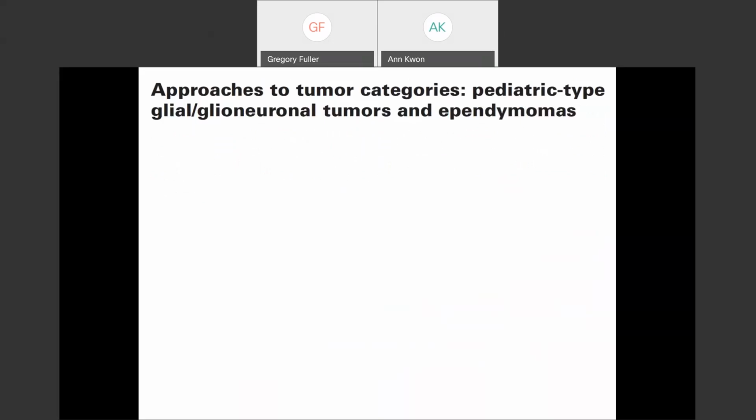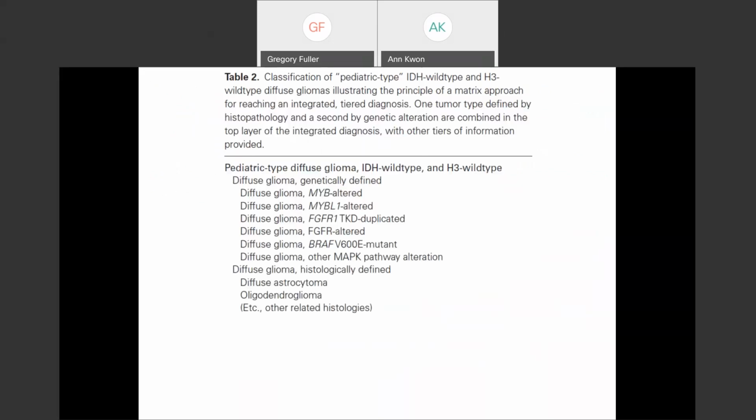All right, approaches to tumor categories: pediatric type glioneuronal tumors and ependymomas. Okay, this is a major area of dispute, controversy, all these different names in the literature, and I'll tell you why. So classification of pediatric IDH wild type and H3 wild type diffuse gliomas, illustrating the principle of a matrix approach for reaching an integrated tiered diagnosis. All right, let's take an example. What does all that mean? It sounds like gobbledygook. Let's just take pediatric diffuse gliomas.